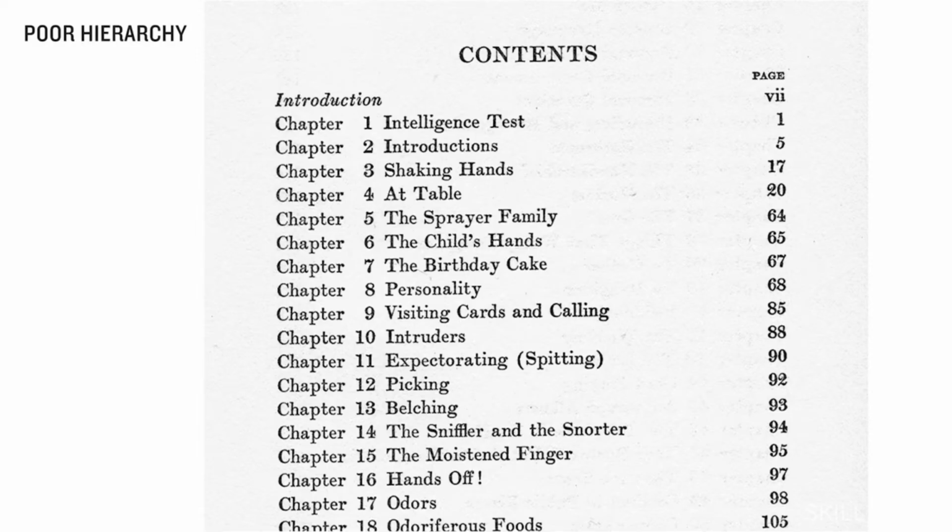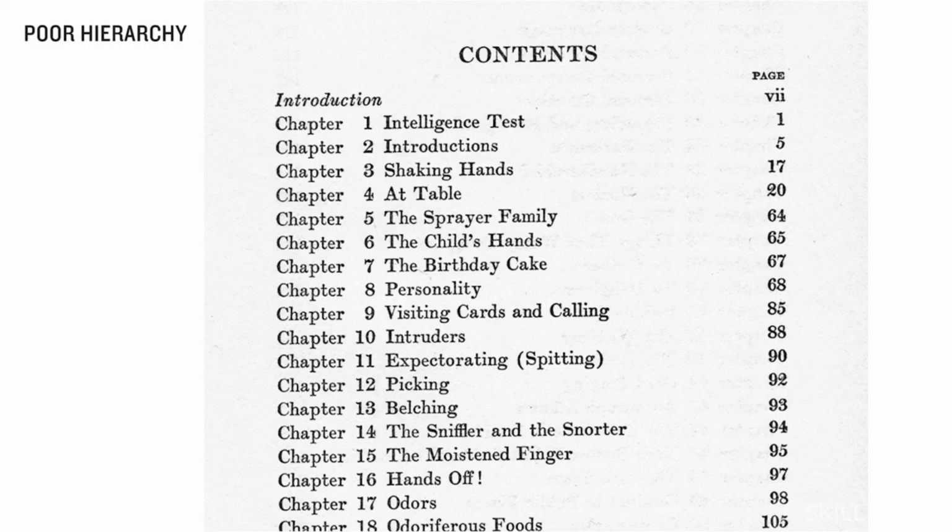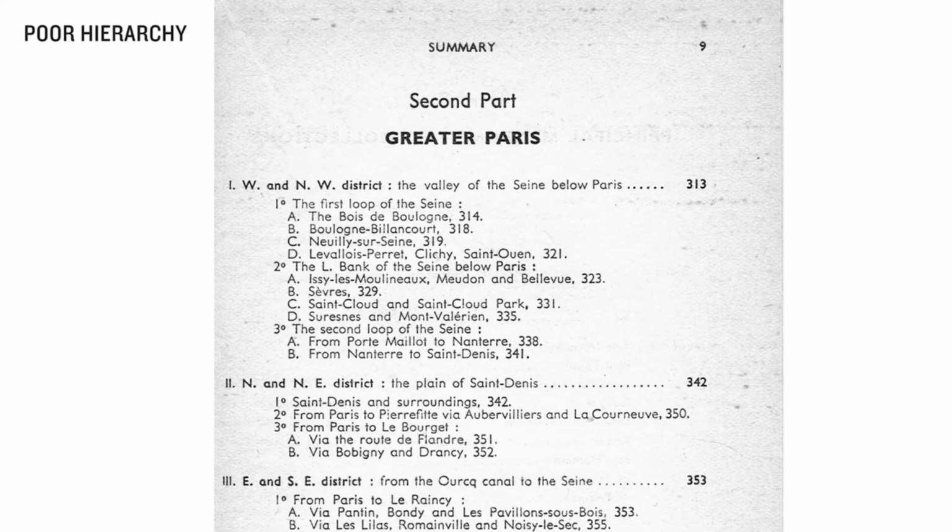So this table of contents is from an old book about manners, and it repeats the word chapter over and over and over again. Very bad manners. And the page numbers are situated far away from the chapter titles, so it's not even easy to read. This Paris guidebook uses that old-fashioned method of outlining that you learned in high school. You know, Roman numeral, Arabic numeral, ABC, and then indents, lots and lots of indents.